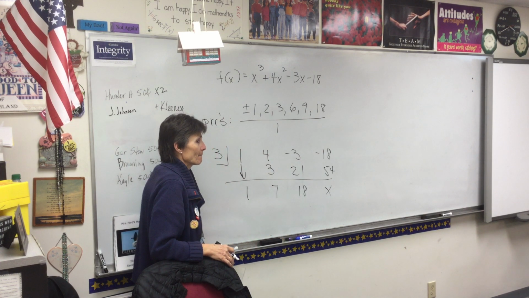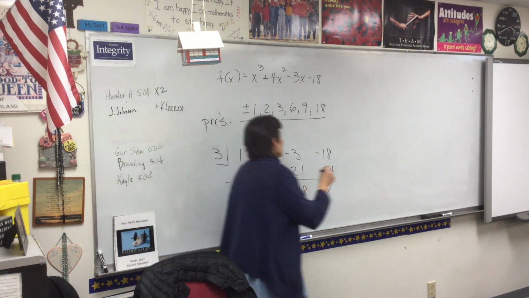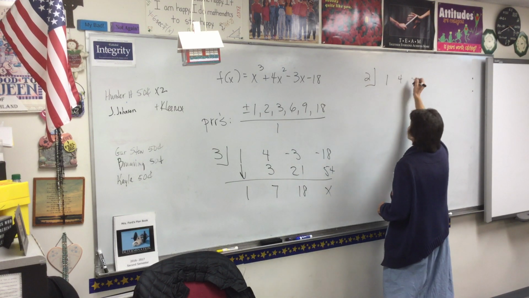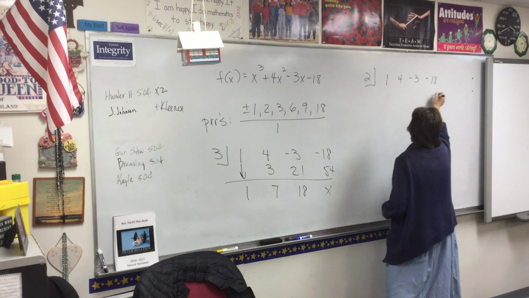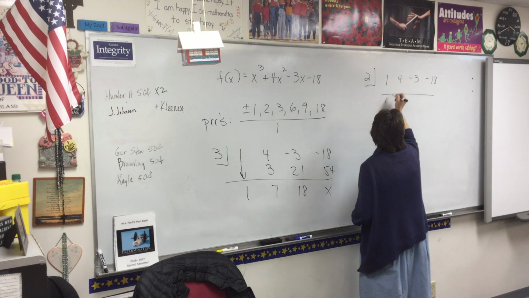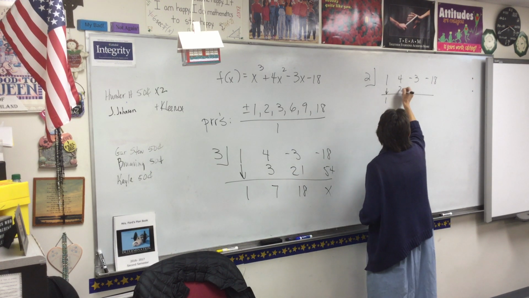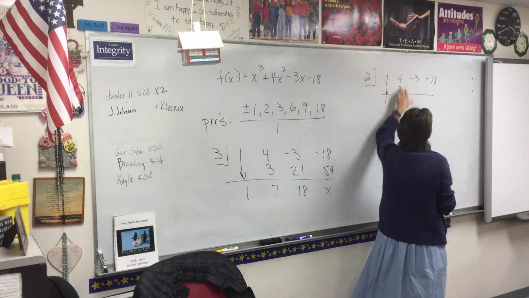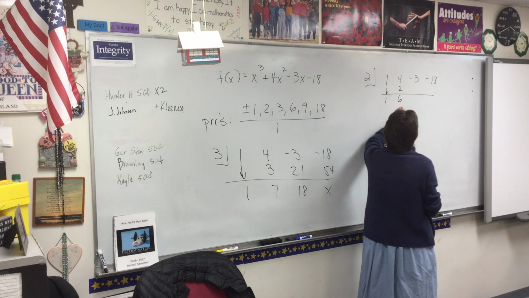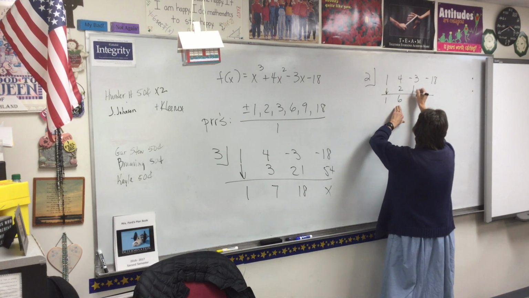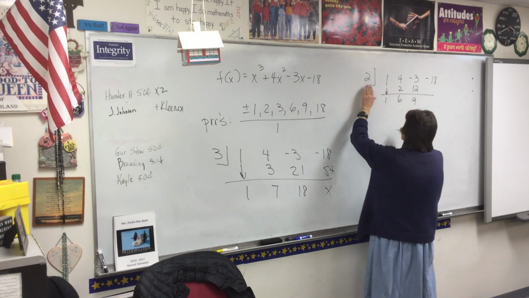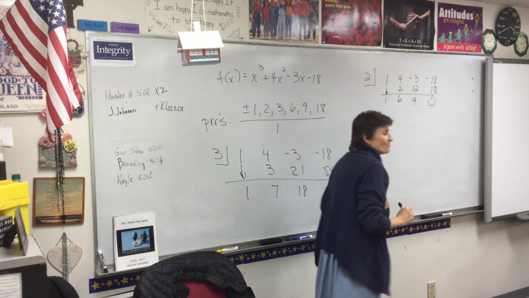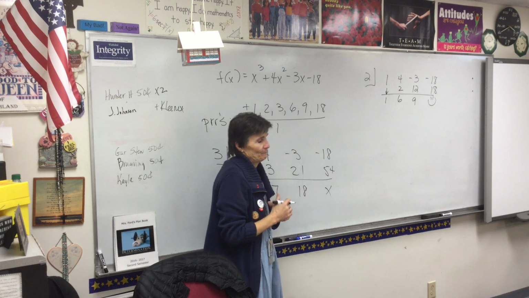Right? 2. All right, let's try 2. Watch this one. So 2 times 1 is 2. Add gives me 6. Oh, this looks better. Add gives me 9. Oh, there we go. Good job. Yes. Good job.